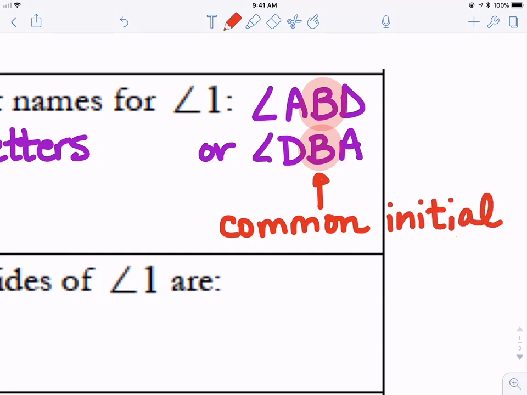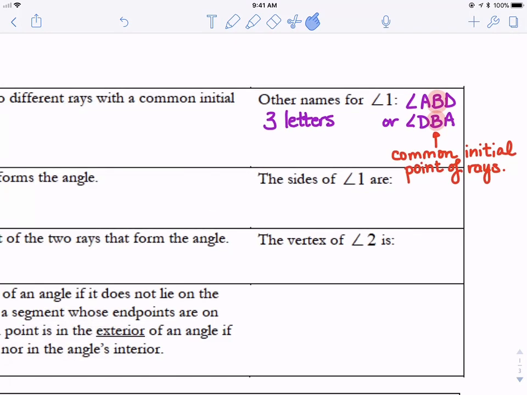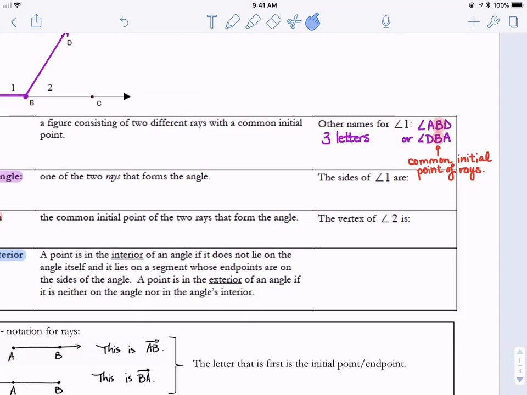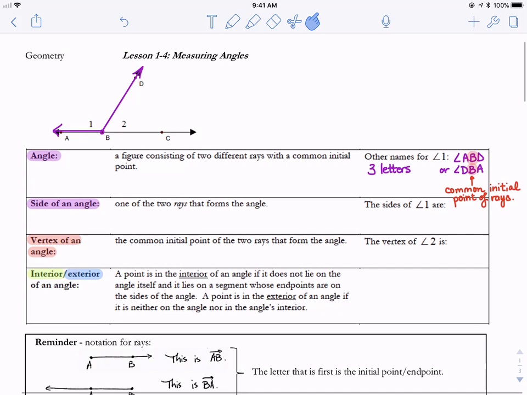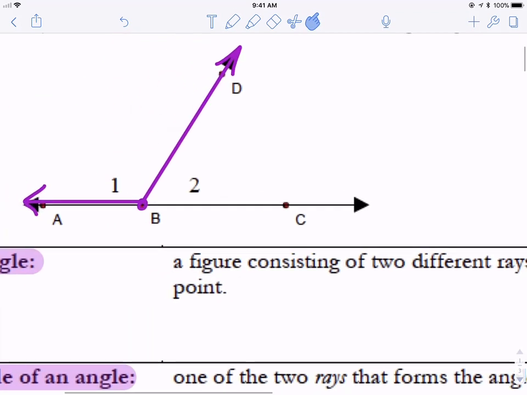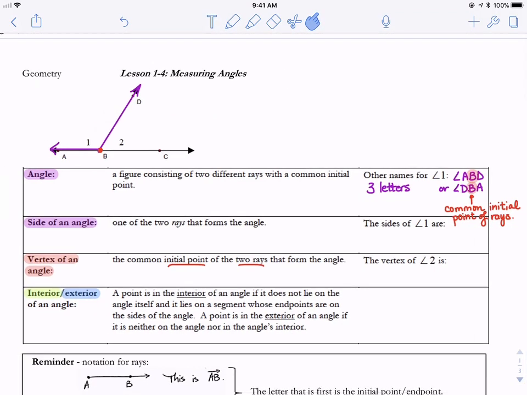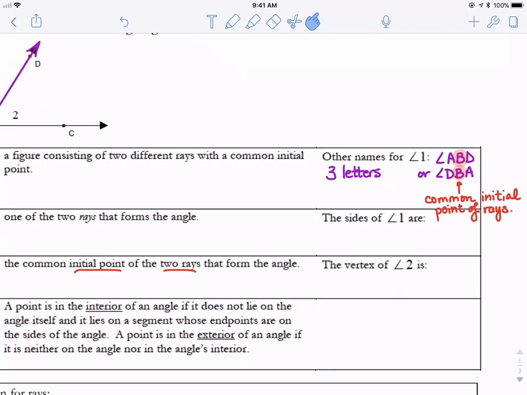So for the angle, it's called the vertex. For the rays, it's called their initial point or their endpoints. Okay, so I'm going to jump down to vertex for a minute. The common initial point of the two rays that form the angle. So for angle 1, the vertex would be point B. The vertex of angle 2 is also point B.